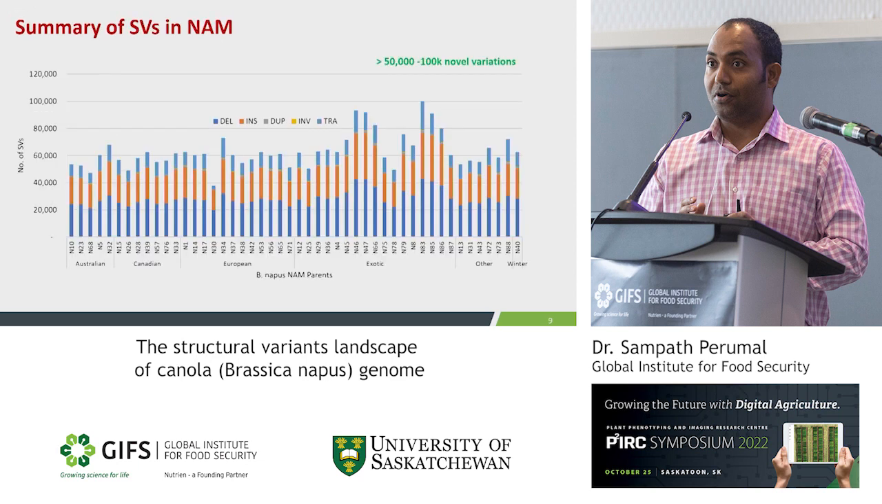Here is the summary of the total number of SVs identified from each of the different NAM lines. We identified at least 50,000 to 100,000 structure variants. There are five different groups among these 50 lines: Australian, Canadian, European, and the exotic, mostly from spring types, though we also include some winter types. You can see that the number of structure variants is really high in these exotic lines. These are the variants that need to be exploited. They are already in the pool, in the real population, which gives more advantage for increasing genetic diversity and tackling complex traits.